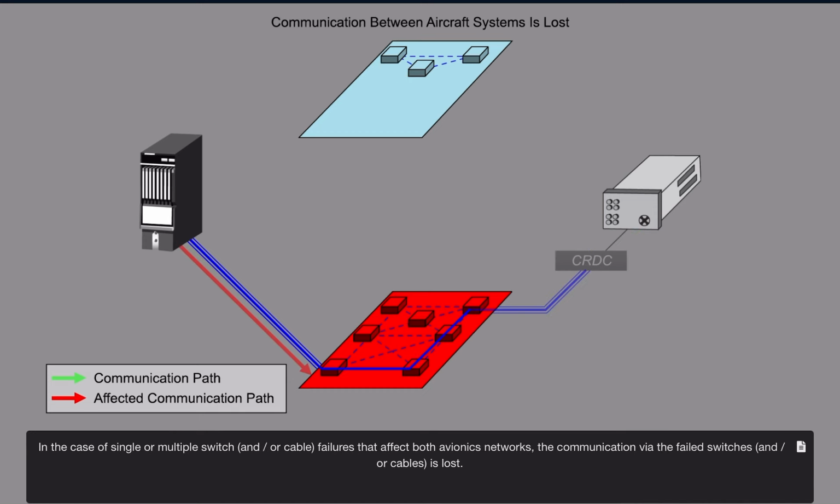In the case of single or multiple switch and/or cable failures that affect both avionics networks, the communication via the failed switches and/or cables is lost. Depending on the failed switches or cables, if the communication between some aircraft systems is no longer possible on both networks, the ECAM displays the alerts of the applicable aircraft systems.